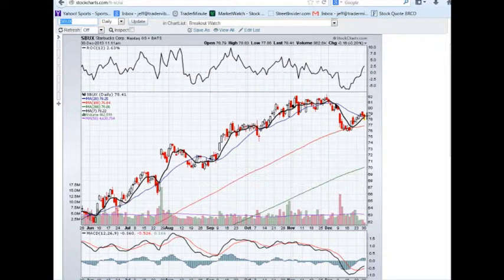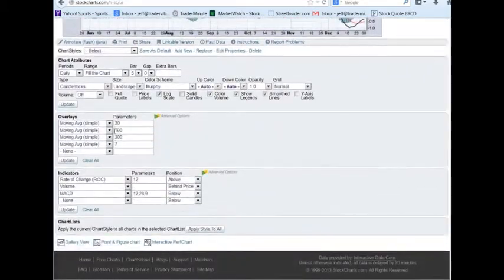So moving averages, we can use those as levels of support and resistance. Just keep in mind that rising and falling moving averages tend to act differently. Generally, falling moving averages will be resistance, and rising moving averages will be support. Now we can take moving averages another step further and add a moving average envelope.